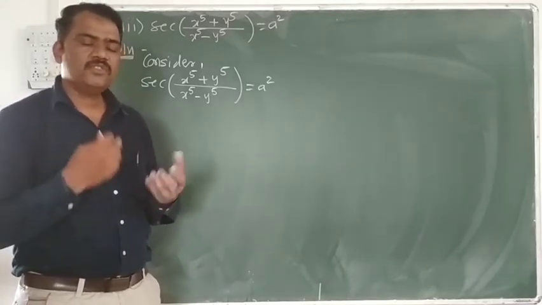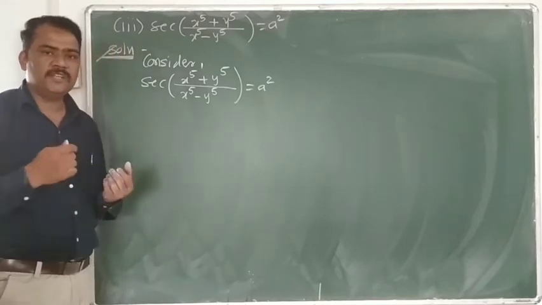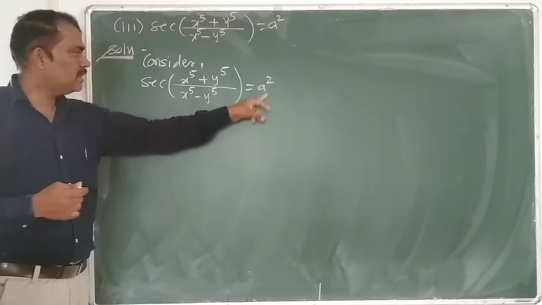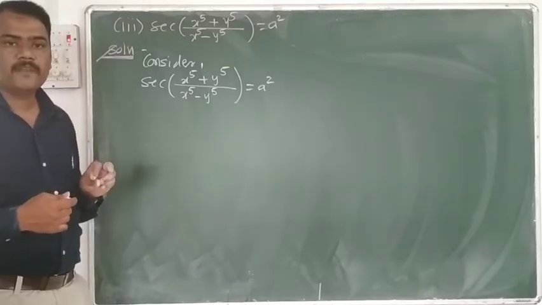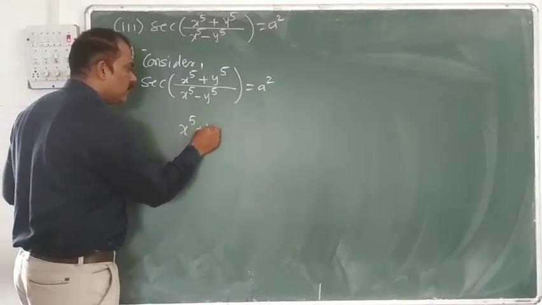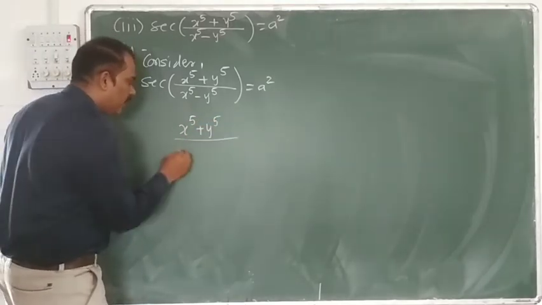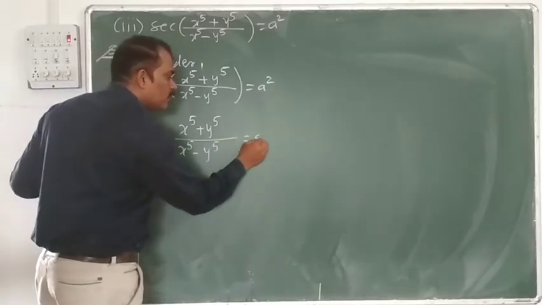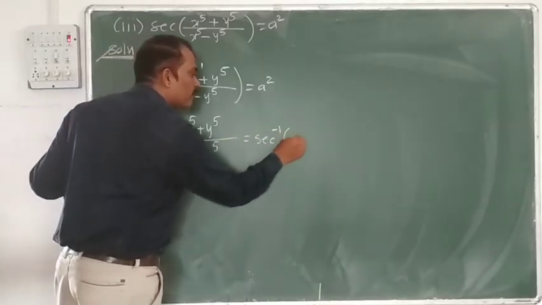So that we can easily show that dy by dx is equal to y upon x. So first of all we have to transfer this sec to the RHS, so that we get (x raised to 5 plus y raised to 5) divided by (x raised to 5 minus y raised to 5) is equal to sec inverse of a square.